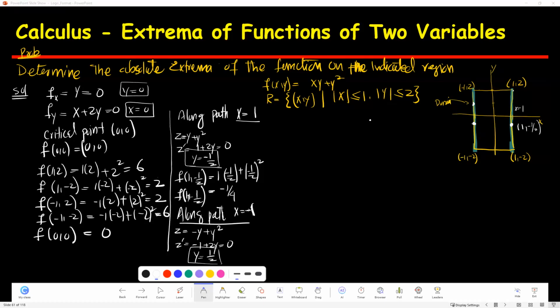And I'm going to be evaluating the function. So let's substitute the value here maybe. It's going to be minus 1. Right? My point should be minus 1 and half. So the function is minus 1, half plus half squared. If I do this one, it's going to be minus 1 minus half plus 1 over 4, and the answer will be minus 1 over 4.